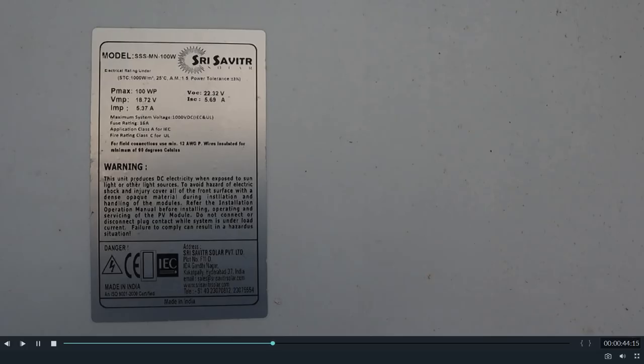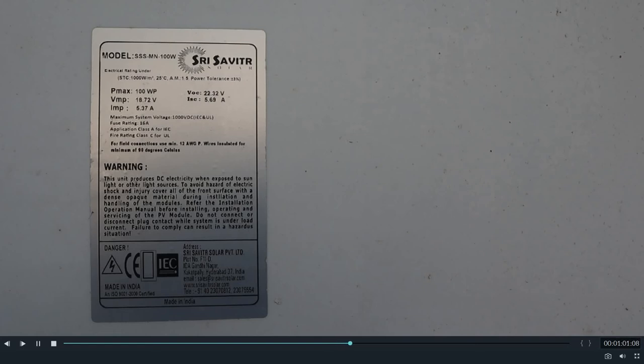Now let us see how we can calculate the battery capacity for a 100-watt panel. From the panel nameplate, we can see the maximum power rating of the panel is 100 watt max and the current at maximum power is 5.37 amps.